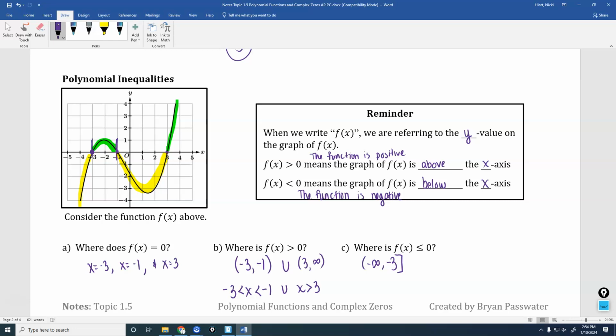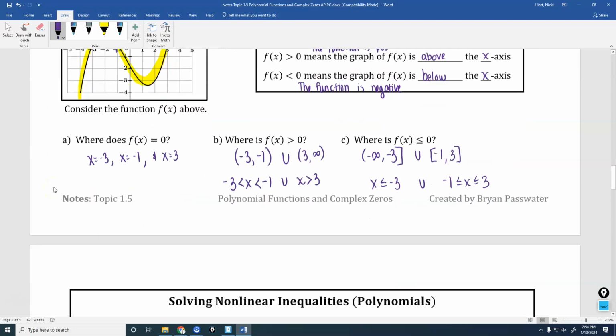Don't ever use a bracket with a negative infinity because you can't actually get to infinity, and you don't want to ever use a bracket with infinity. You always want to use parentheses there. But on this side, we would use a bracket. And then we would also have from -1 to 3 right here. If I want to write that in inequality notation, that would be x is less than or equal to -3, or -1 less than or equal to x less than or equal to 3 for that.